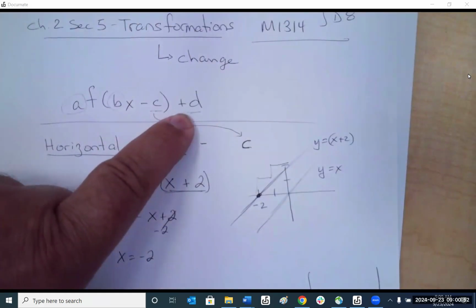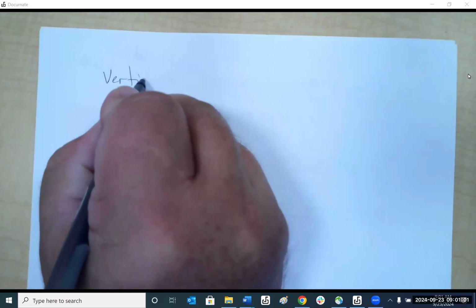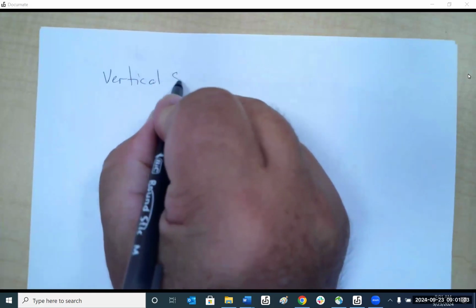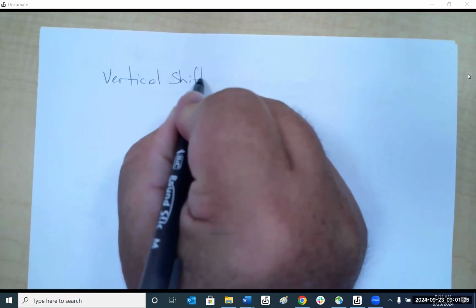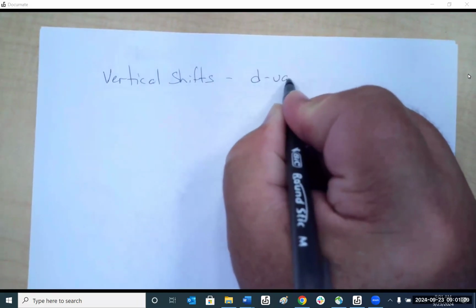The next one we're going to look at is the D value. We're going to look at vertical shifts. The D value.